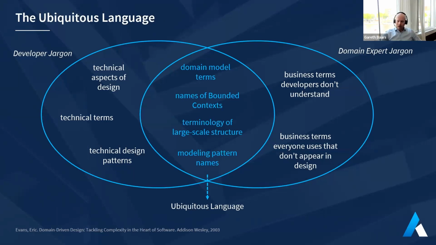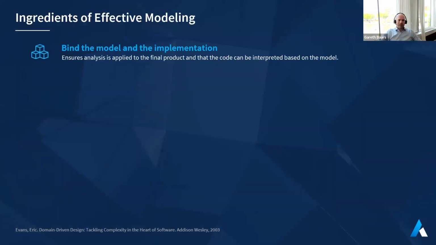The other thing I wanted to talk about is some of the ingredients of effective modeling. One of the first ingredients, and very importantly, is to bind the model and the implementation. It doesn't really help to have some kind of abstract model of the system that doesn't have a very strong correlation with the actual implementation in the code base. So it is very important to bind the model and the implementation, and this ensures that the world spoken about in the ubiquitous language is the same world, the same language, that is used inside the actual code base.